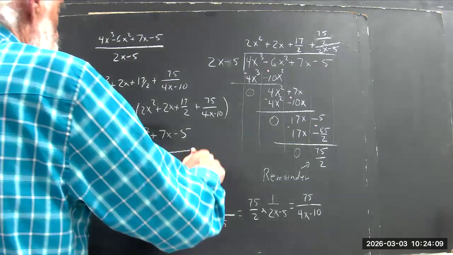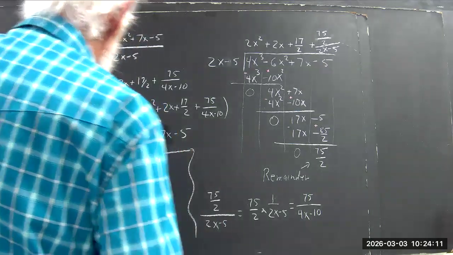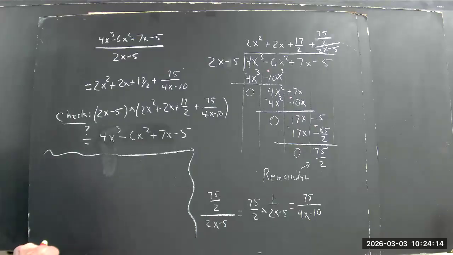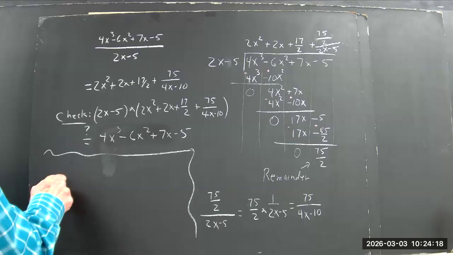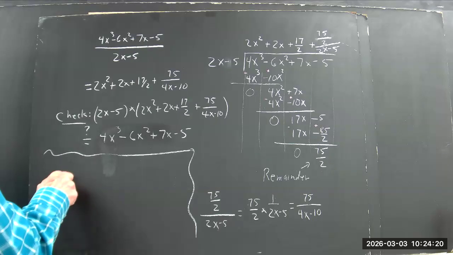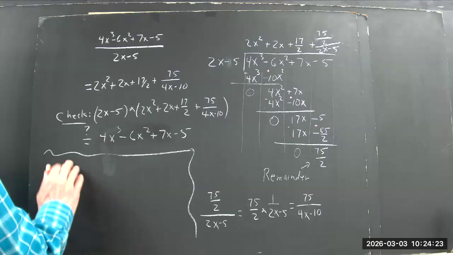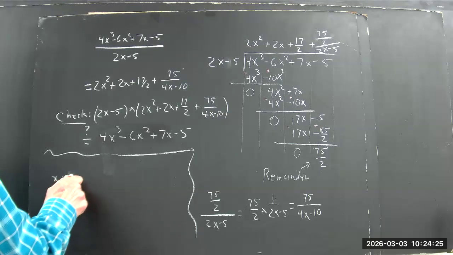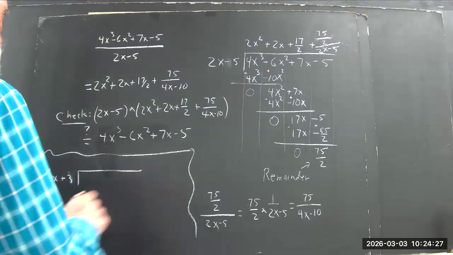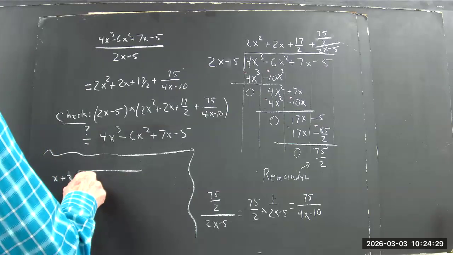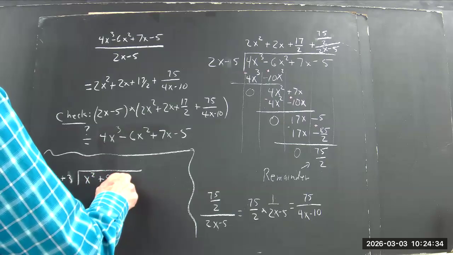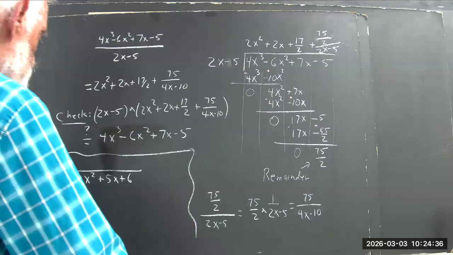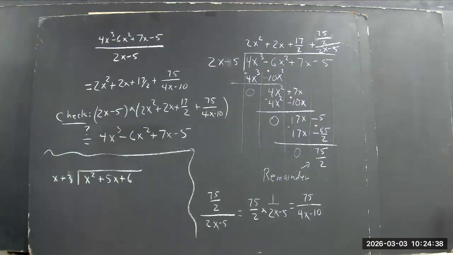Okay, so I'm going to give you one to do yourself. Let's do a simple one. Let's do x plus 3 divided into x squared plus 5x plus 6. Go ahead and see if you can write out the steps and get a result.